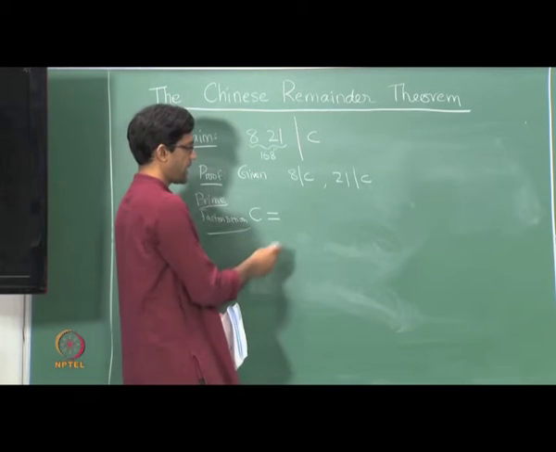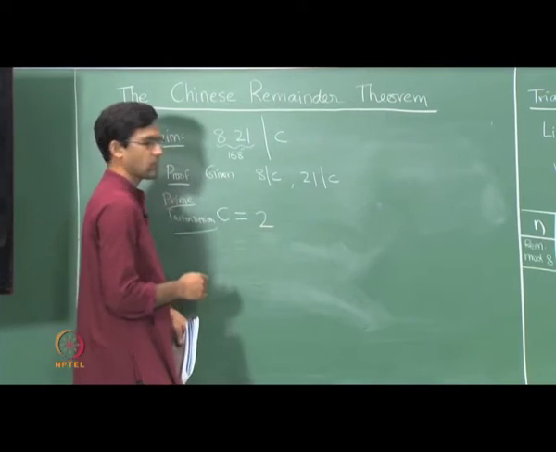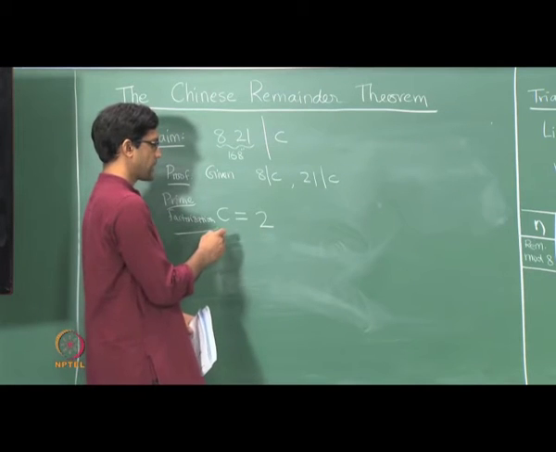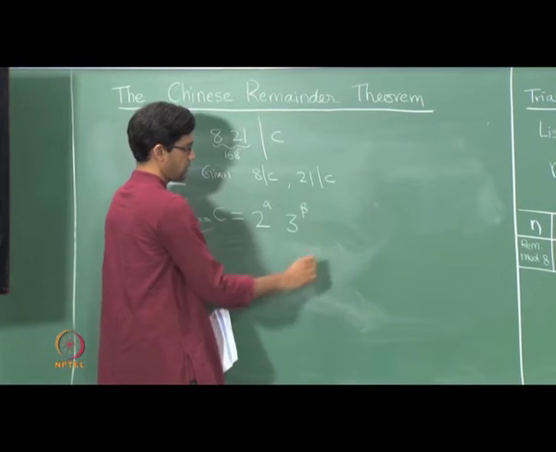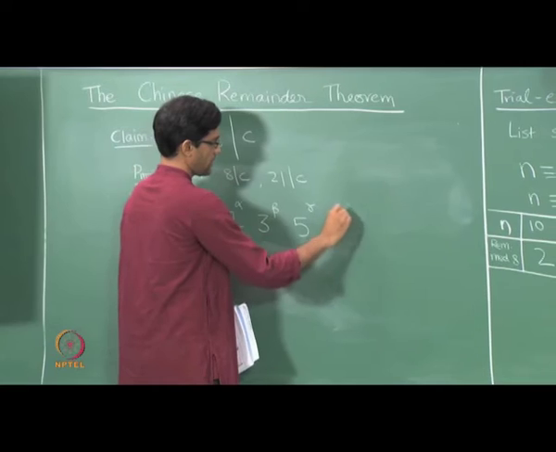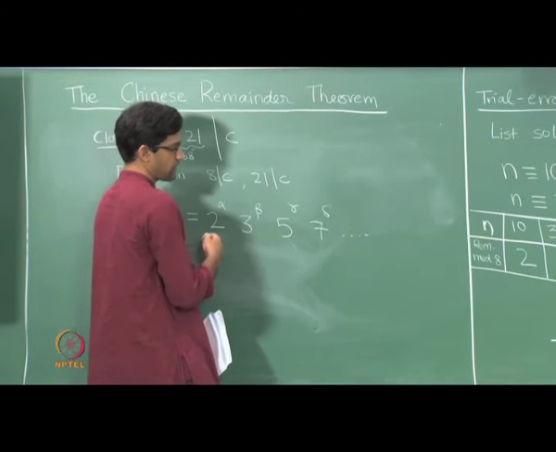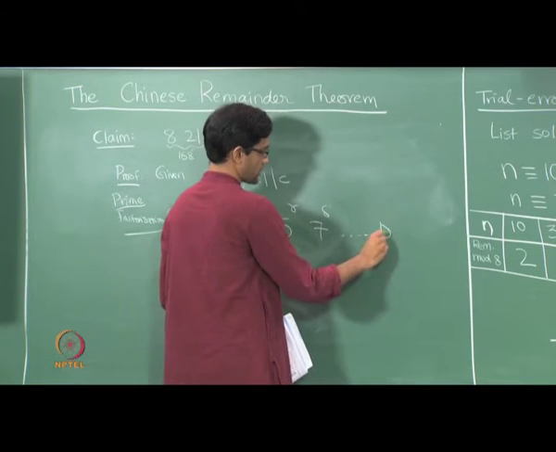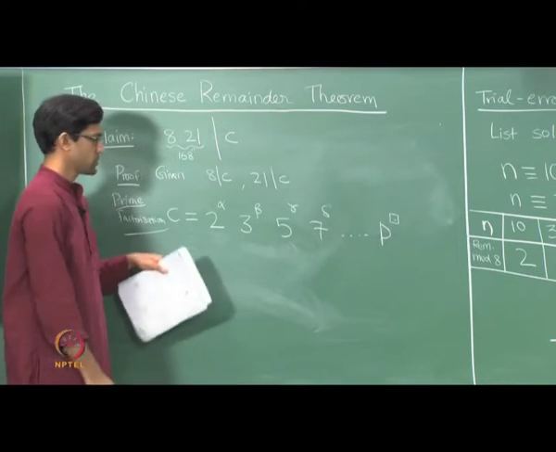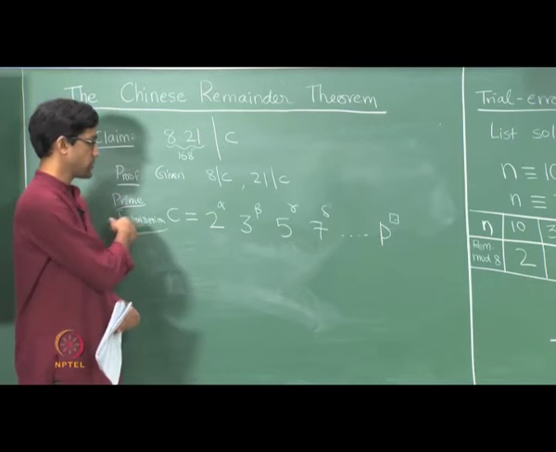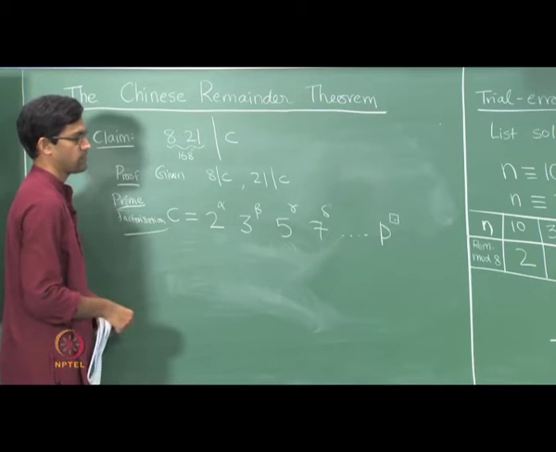What are the various primes involved? 2, 3, 5, 7, 11 and so on are the initial primes. So you can write C as some power of 2, let's say 2 power alpha, times some power of 3 times some power of 5, 7 and so on. Imagine you write it as a product of powers of all the prime numbers. There can only be finitely many prime numbers involved, so there is some P power something. I don't really care. This is what C looks like, and this expression is unique. You cannot have two different ways of writing C in terms of powers of primes.